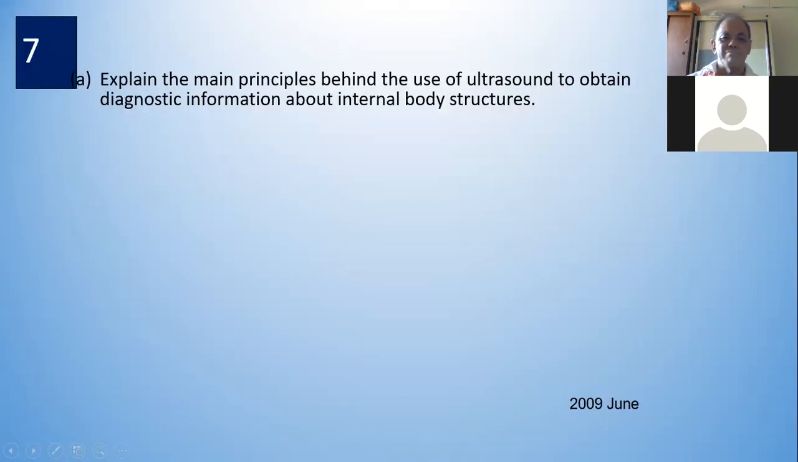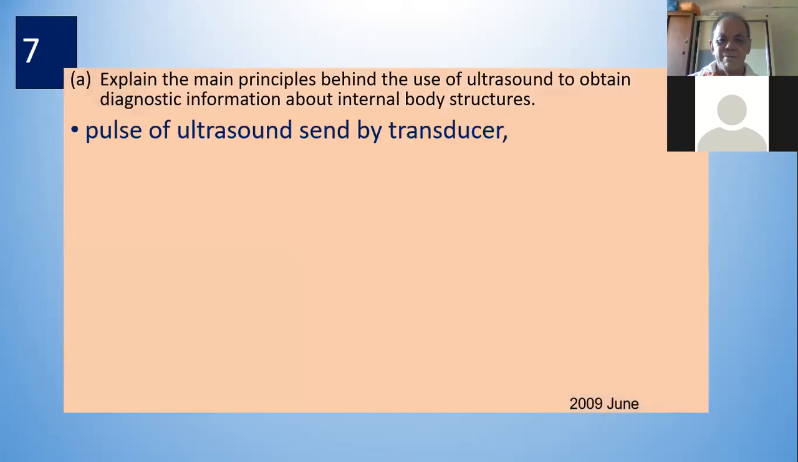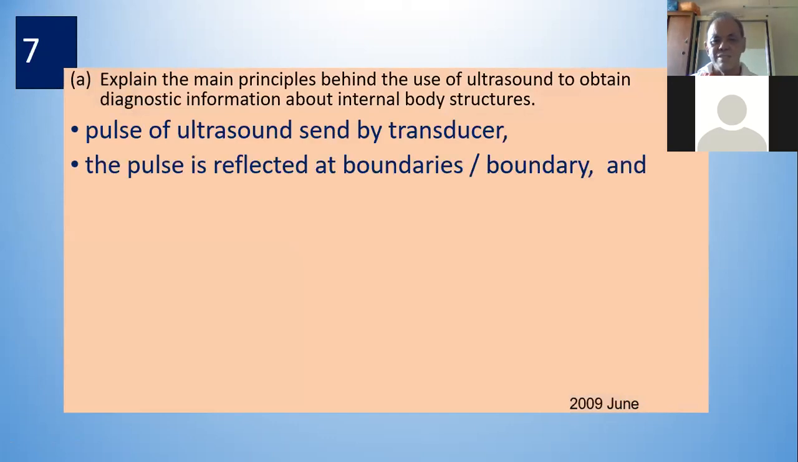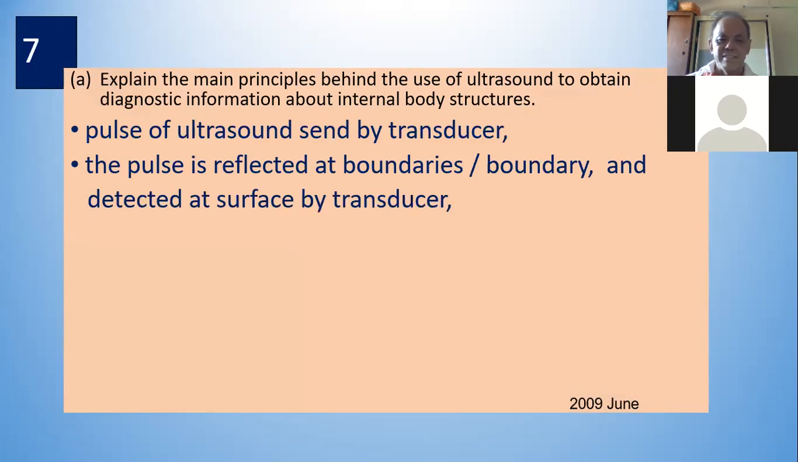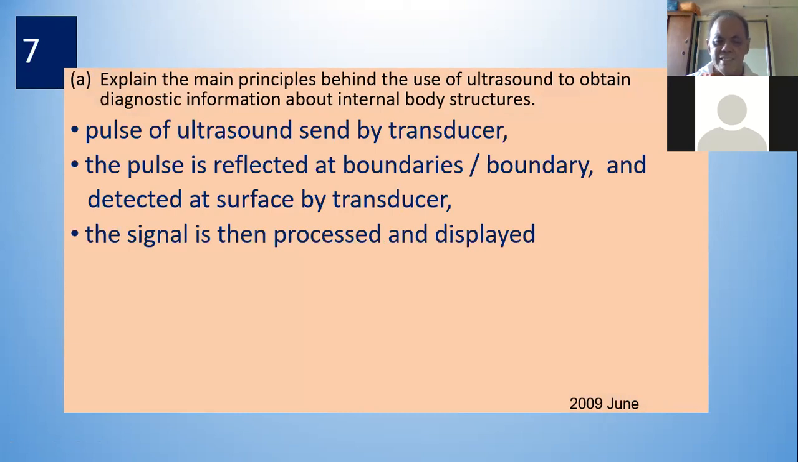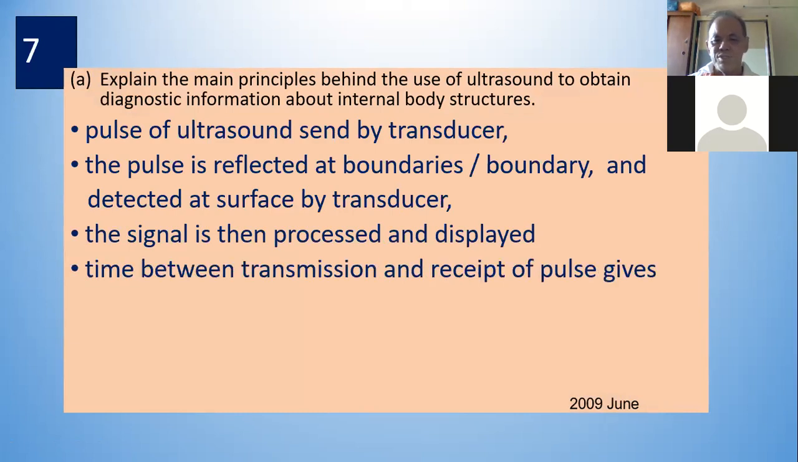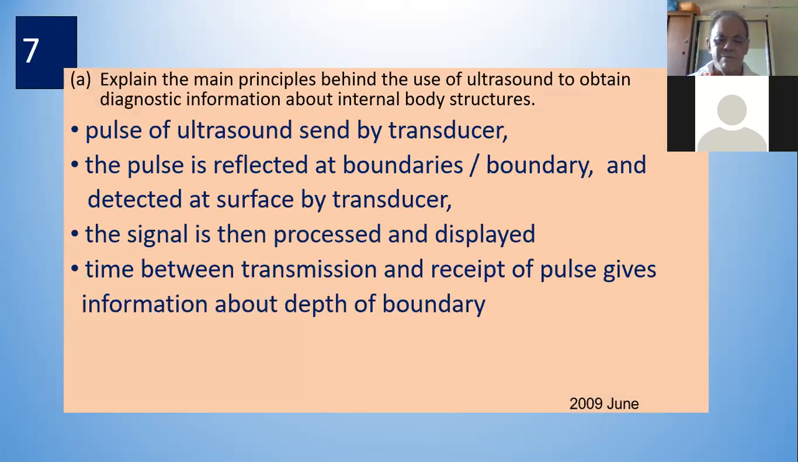Okay, you can see quite a popular question. Explain the main principle behind the use of ultrasound to obtain diagnostic information about internal parts of the body. We have done that. A pulse of ultrasound is sent by the transducer, reflected at the boundary or boundaries, and detected at the surface by the transducer. The signal is then processed and displayed. The time between transmission and receipt of the pulse gives the information about the depth of the boundary.